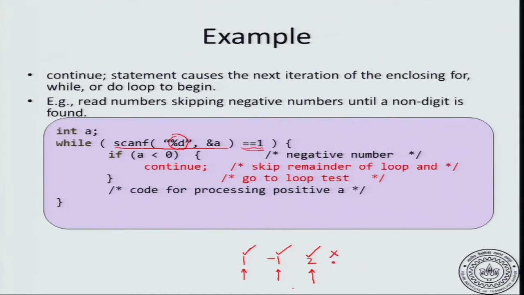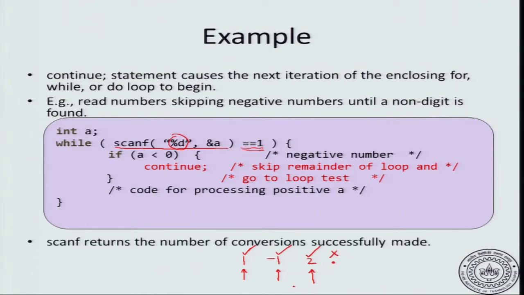Here it will fail, because it tries to read a number, but what it sees is a dot, a full stop character. Now, that is not a number. So, scanf %d will simply fail. This is what I said, it returns the number of conversions that have been successfully made. So, when you try to read an input like 1, -1, 2 dot, it will succeed in the first 3 scanfs, and the last scanf will fail. That is what the scanf is supposed to do.